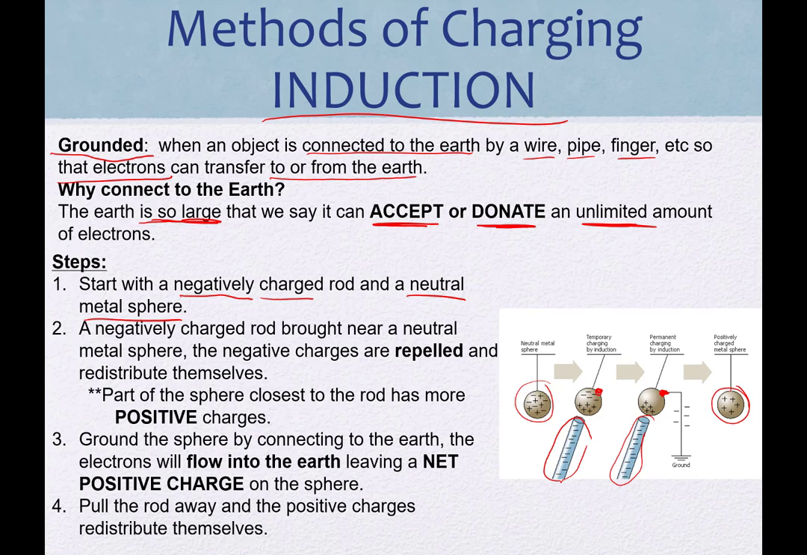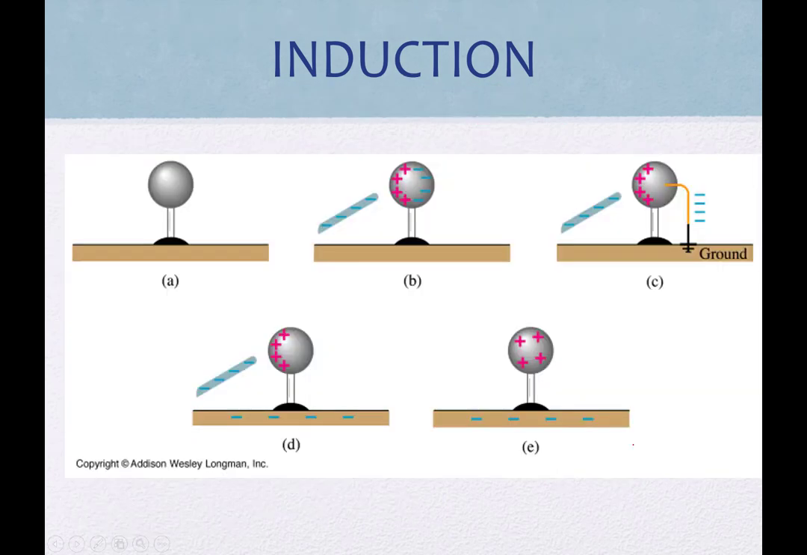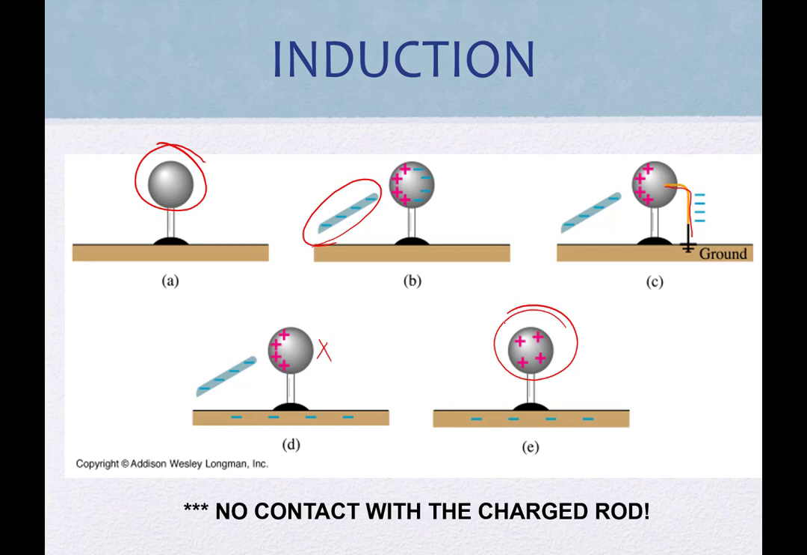We can do the same thing with a negative charge if we bring a positively charged rod and ground the opposite side. It's just that the direction of the electron flow might be towards the ground or away from the ground. So here's another illustration of induction. We have a neutral conductor. We bring a charged object near it. We get polarization. We ground the opposite side. Those electrons leave, we disconnect the ground, and we're left with a charged object. Those are our three methods of charging. Notice with induction, our charged object did not come in contact with our metal sphere that we charged up. So induction is charging without contact.